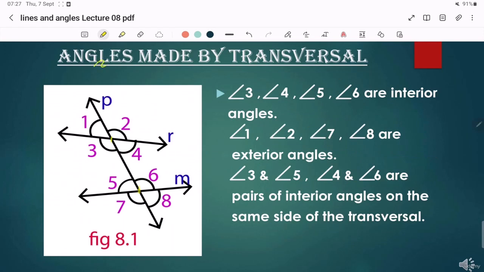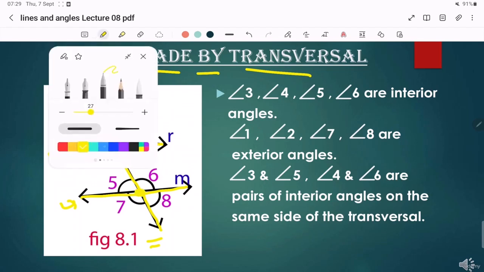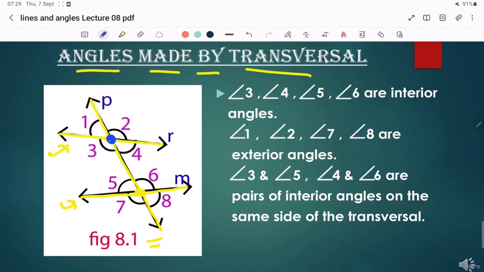Hi everyone, today we will study angles made by transversal. Now see, in this figure, we have line R and line M. This line P is a transversal because it is intersecting two lines, that is R and M, at two distinct points, at this point and at this point. These two are points of intersection.